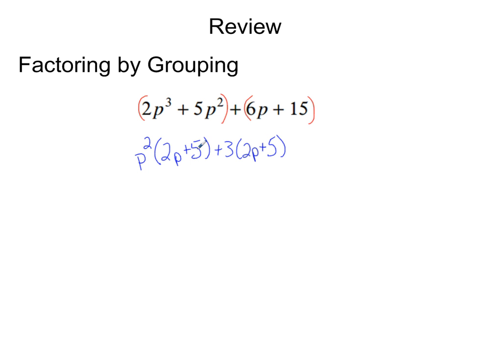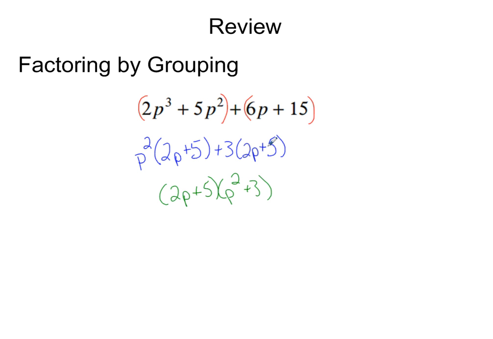Now, if the stuff inside the parentheses is not the same, then you can't factor anymore, and you just put not factorable. But since they're the same in this one, I can continue factoring. I'm going to factor out the 2p plus 5 now. So what I'm left with is the stuff that was on the outside of the parentheses, which is p squared plus 3. And that's how you factor by grouping.